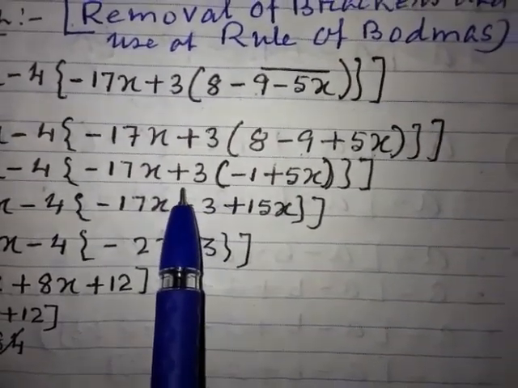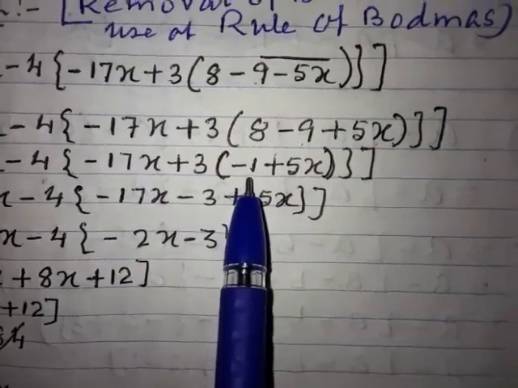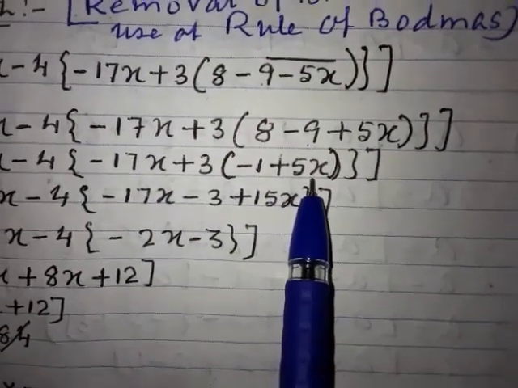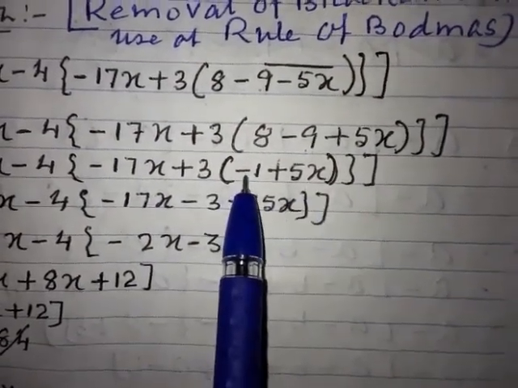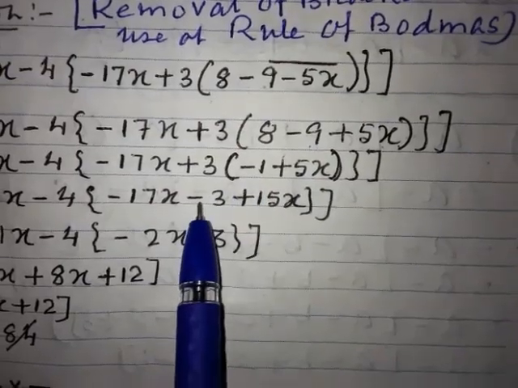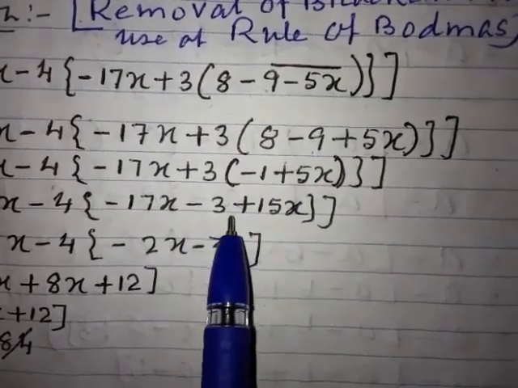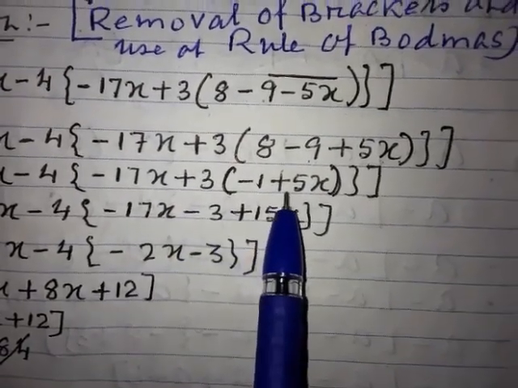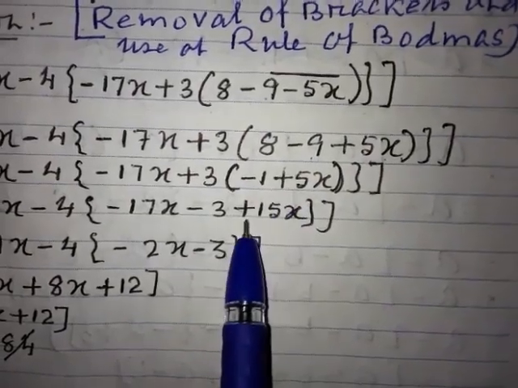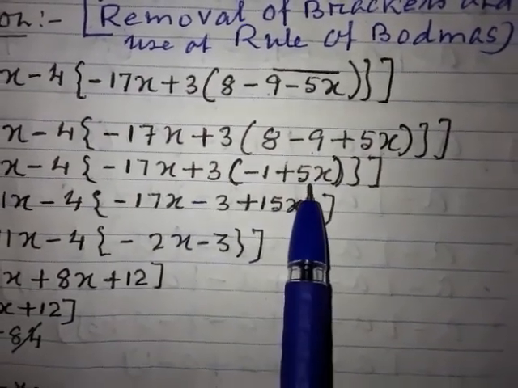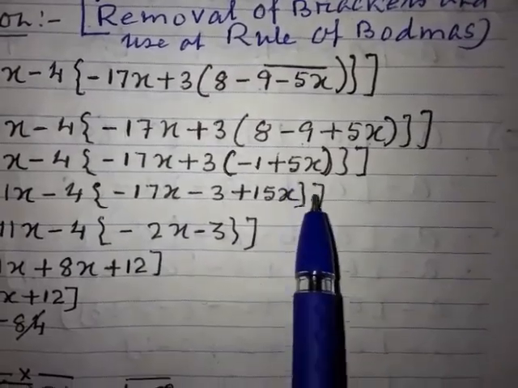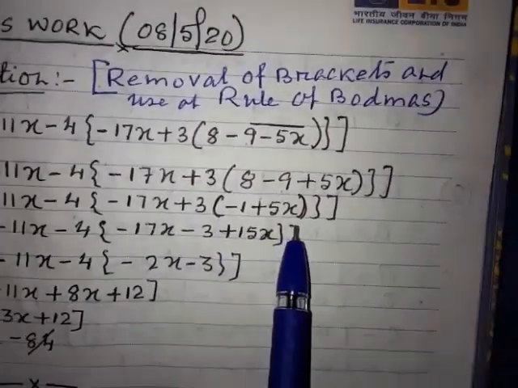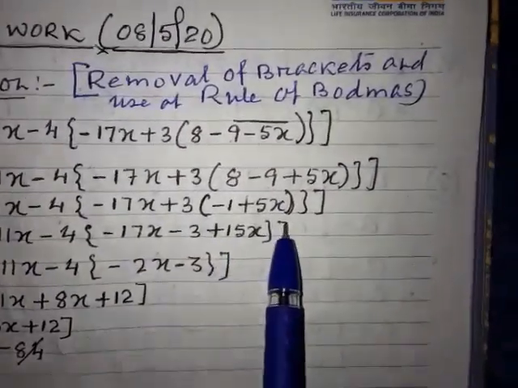If there is a plus sign outside the bracket and you are going to remove the bracket, whatever sign is there inside, the same sign will come. So, what sign is there? Minus, the same sign comes. 3 has to be multiplied with 1, 3 comes. What sign is there? Plus, the same sign comes. 3 has to be multiplied with 5, 5 3s are 15, 15x comes. So, the calculation of the first bracket is over. So, you remove the first bracket.